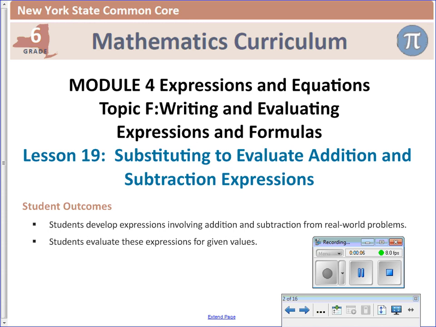We will evaluate addition and subtraction expressions. Very, very similar to what you did yesterday. Yesterday you looked at how to write the expressions. Today we're going to apply them to tables and look at different relationships, okay?